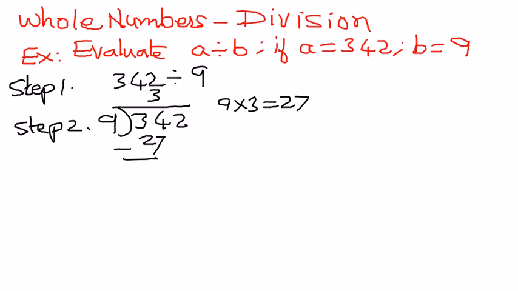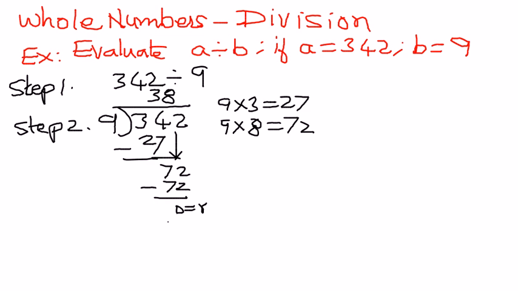So 14 minus 7 is equal to 7. 2 minus 2 equal to 0. We have a 2 here. We want to borrow that. So 9 times 8 is 72. And when we subtract 72 from 72, the remainder is equal to 0.